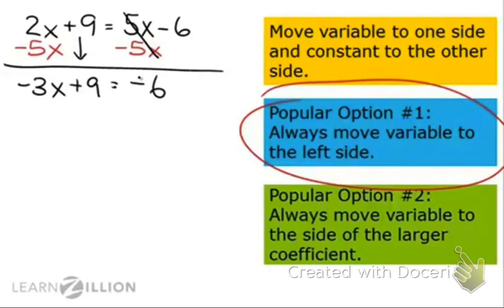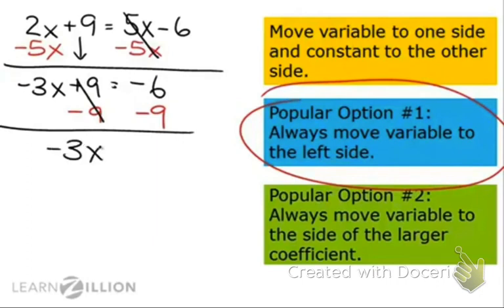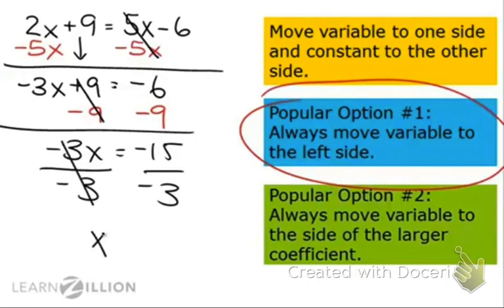So again, I've moved my variable to the left side. Now this is a problem that you've seen before. We want to move the constants to the right side. In this case, the plus 9. The inverse operation of plus 9 is minus 9. So again, we're going to cancel these out here. Negative 3x equals negative 15. Divide by negative 3, because the inverse operation of multiplying by negative 3 is dividing by negative 3. And we get x equals 5.